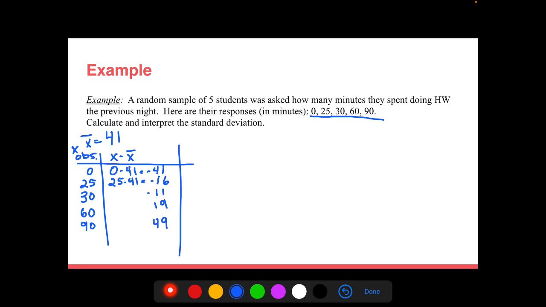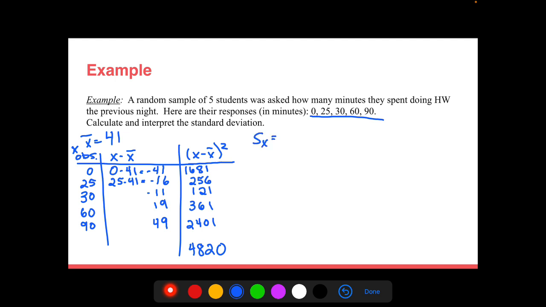Okay. And then we take the deviation and we square it. So X minus X bar, and we square it. So negative 41 squared, and 16 squared, 11 squared, 19 squared, 49 squared. Then we have to find the sum. So 4,820.